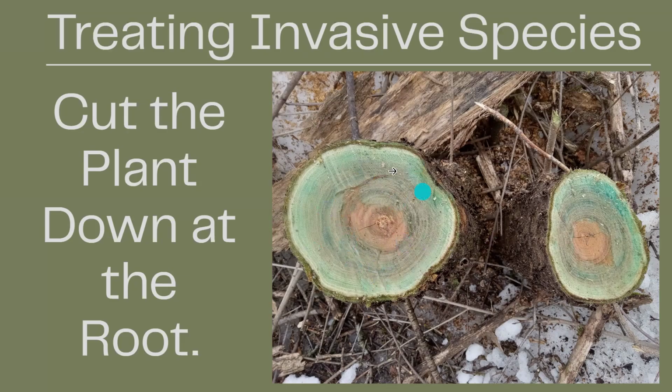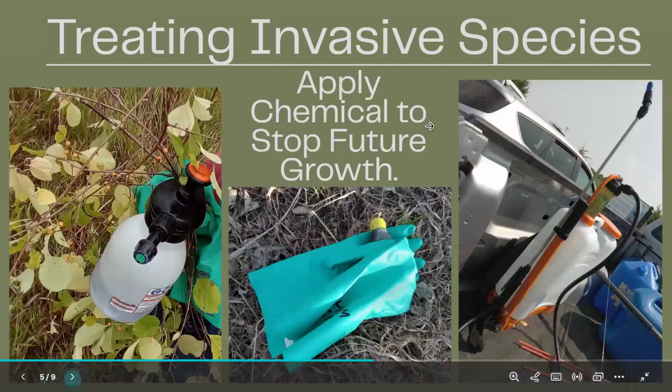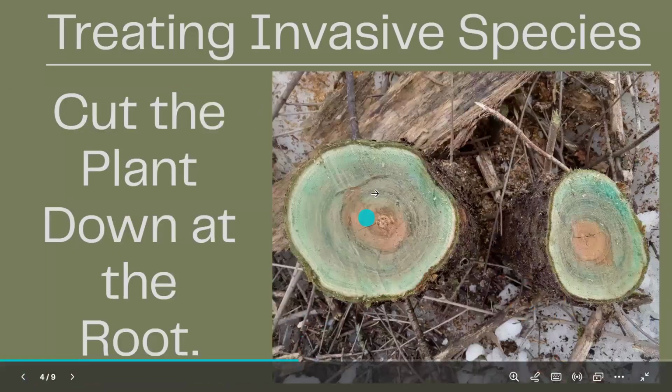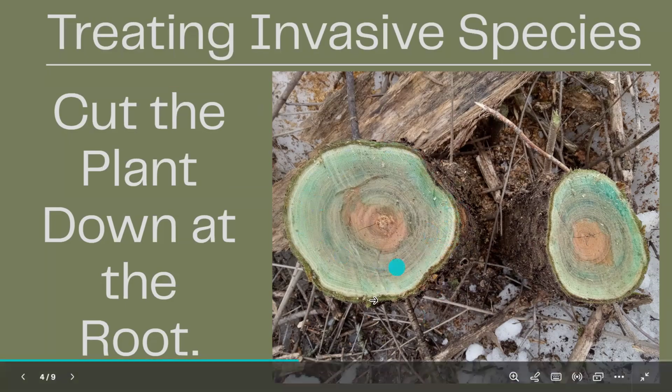This actually is giving you a spoiler for the next step. You can see some blue there. You would then apply chemical to stop future growth. And that has been applied. They actually used foam paintbrushes for these plants, and they just added the chemical to the very outer layer where it can be absorbed into the living plant, and it'll go down into the root systems and it will kill off the entirety of the plant.